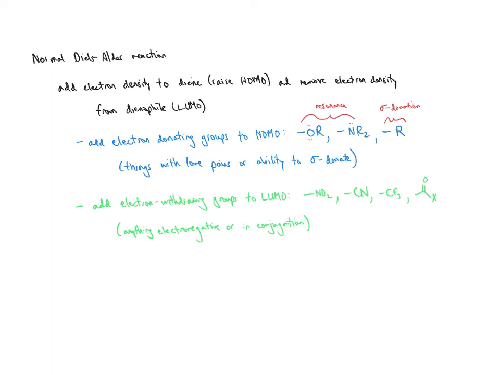If you remove electron density from the pi system, that's going to make it more delta plus, and so that's going to lower the LUMO, make it more reactive. We can say that the nitro group, the cyanide group, and the carbonyl all remove electron density from the LUMO via resonance. And the CF3 group removes electron density from the system via induction, because those fluorine groups are highly electronegative.